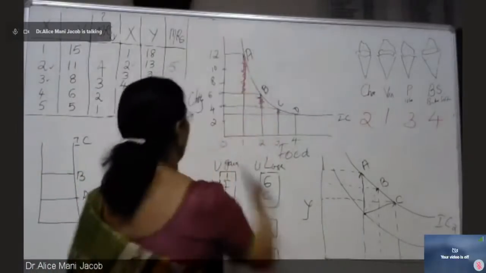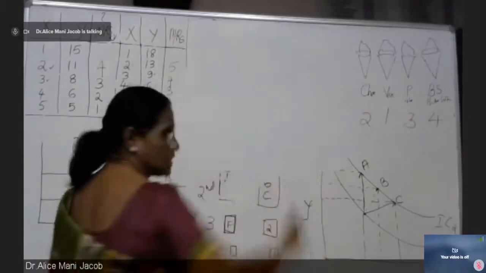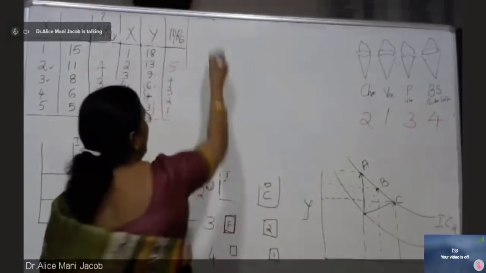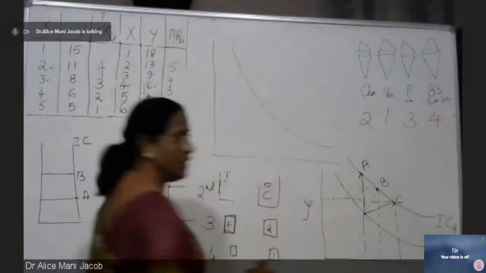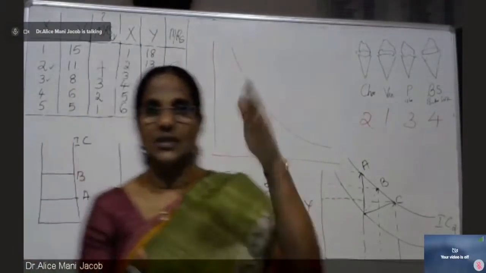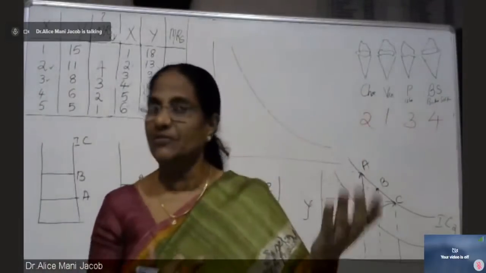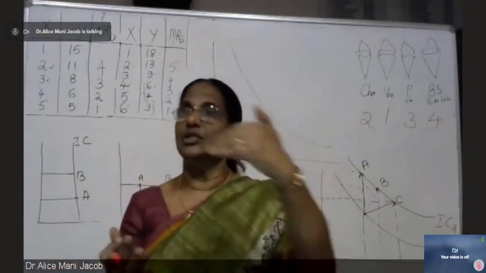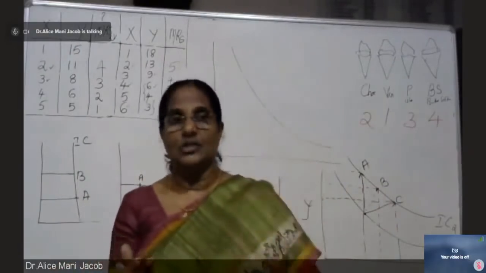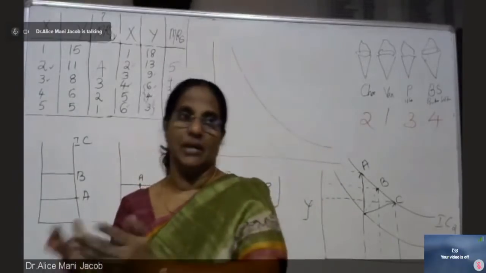What is the shape of the indifference curve? It is downward sloping. Why is it downward sloping? It is downward sloping because when one is reduced, the other has to increase. You remember our inverse relationship. When one is decreased, the other should increase. And so definitely it should have a downward sloping shape.